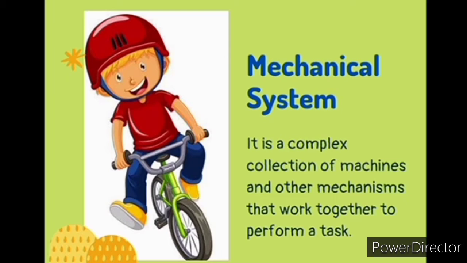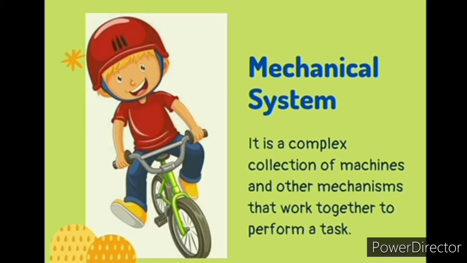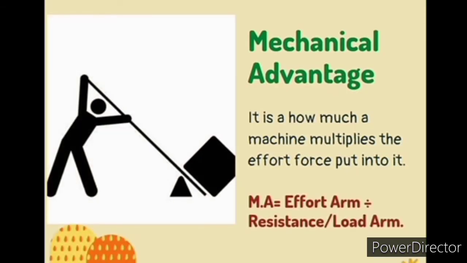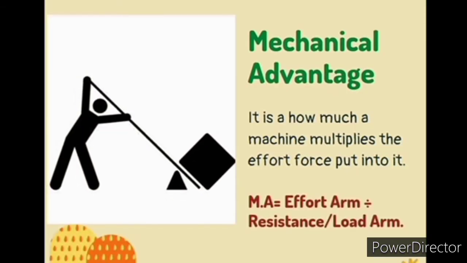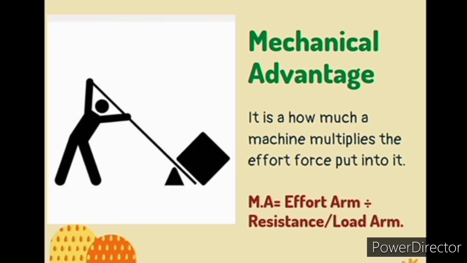A complex machine consists of two or more simple machines working together. An example of a mechanical system is a bicycle. Now we're going to be looking at mechanical advantage.